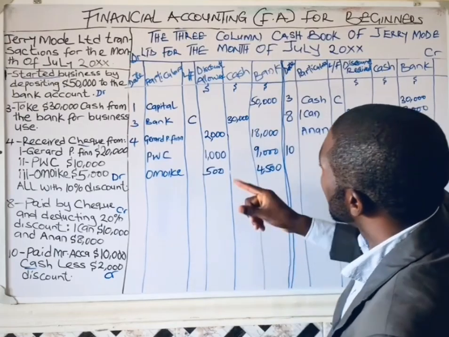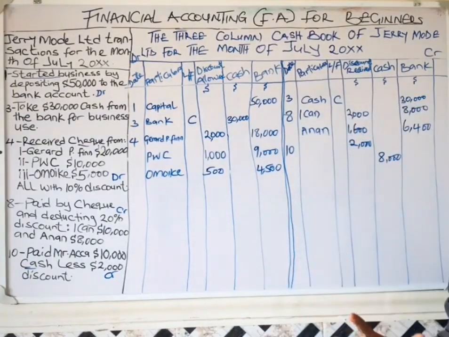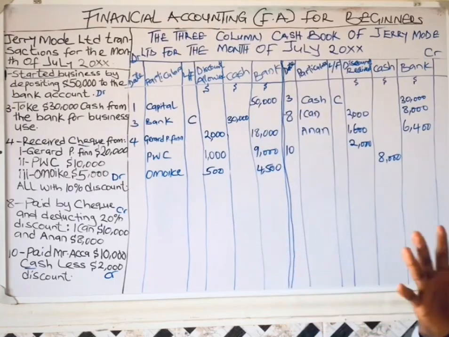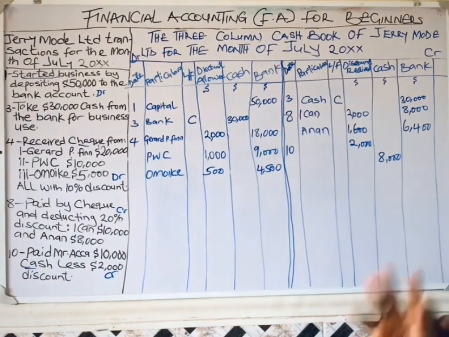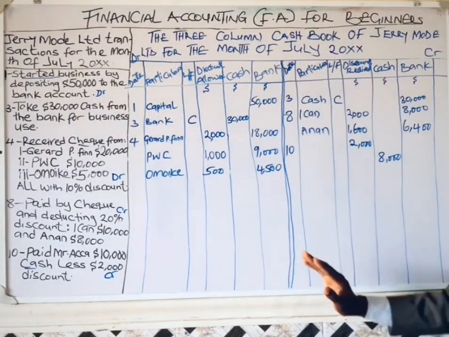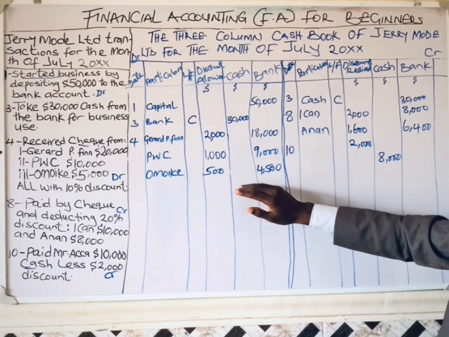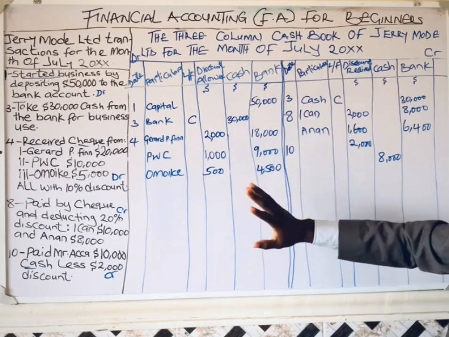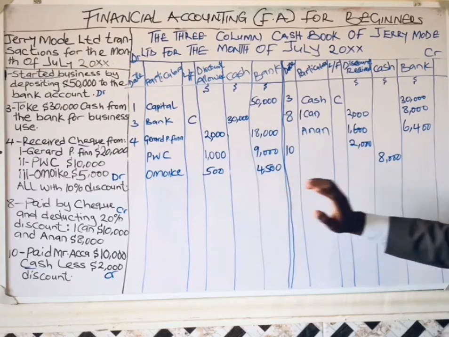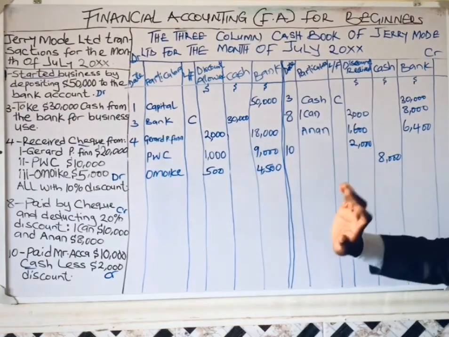But don't forget, we don't balance discount. If you add your discount, you write it in full. Whatever you get, you don't compare. So it is only the cash and bank, just as we did in our last video, the two column cash book, cash and bank. So let's look at it.